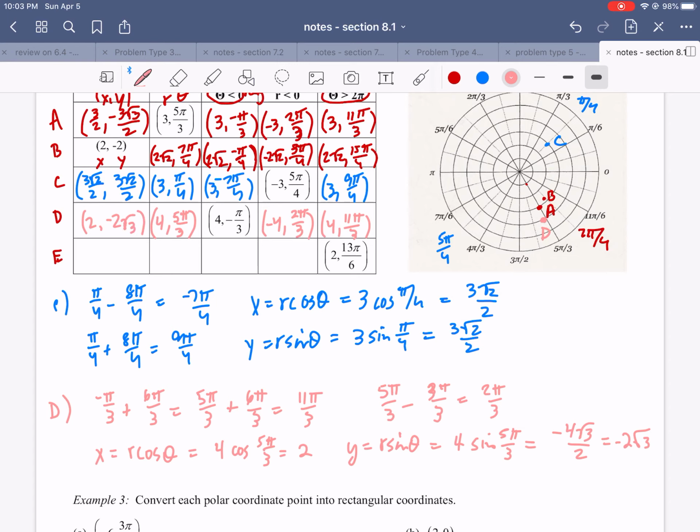Okay. And then finally, for point E here, I'm going to, again, erase. So please make sure that you have this all copied down. If you need to pause the video, then by all means, feel free to do that.